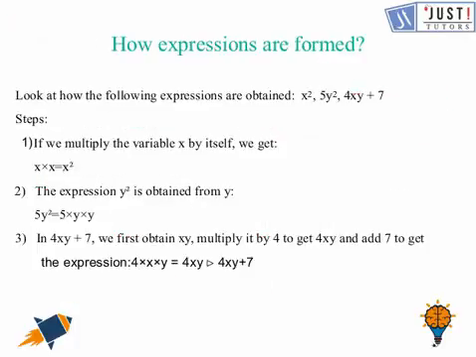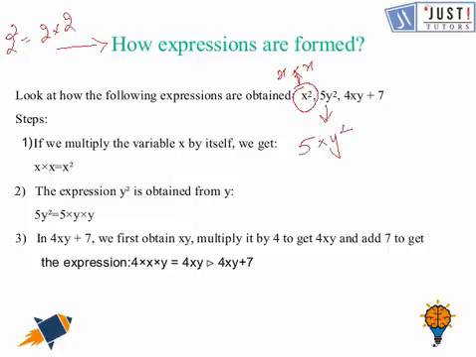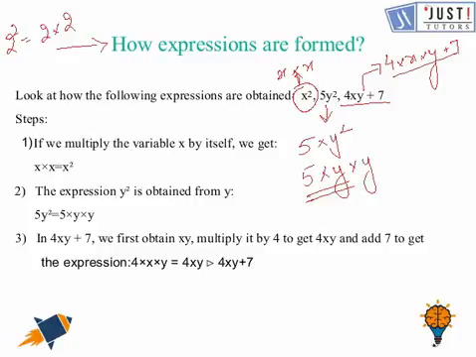Now we move ahead and learn how expressions are formed. First of all, we learn how x square is formed. If you remember, 2 square means 2 cross 2. Similarly, x square means x cross x. Now what about 5y square? This is 5 cross y square, which equals 5 cross y cross y. Now for this one, it is 4 cross x cross y, add the 7. If we multiply this and then add the 7, we get 4xy plus 7.